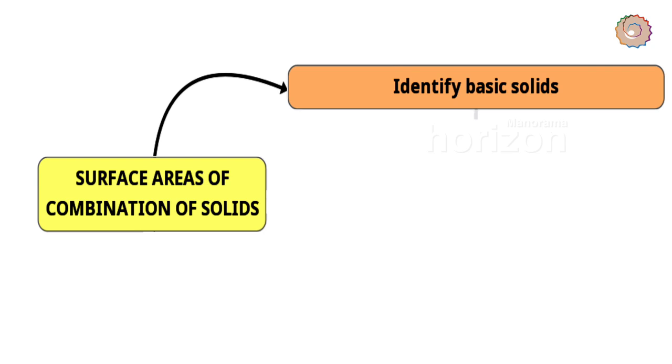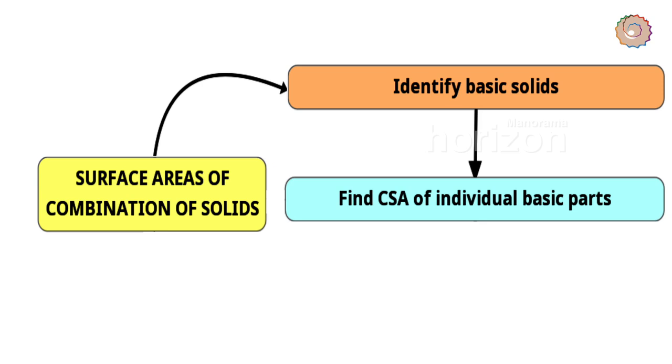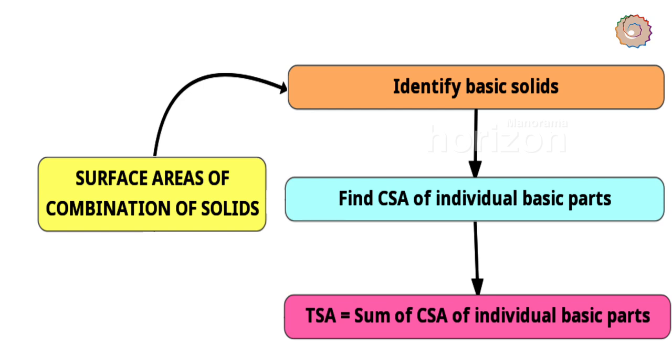Next, we have to find the curved surface area of each of the individual basic parts. And in the final step, we need to find the total surface area of the complex solid, which is the sum of the curved surface areas of each of the individual basic parts. Also, we have gone through a few problems for better understanding.